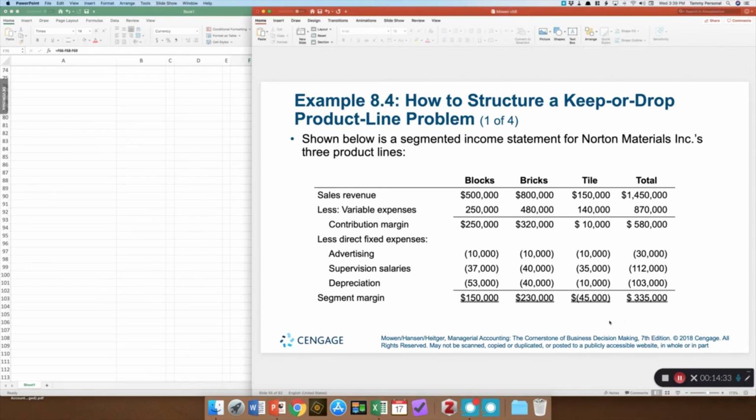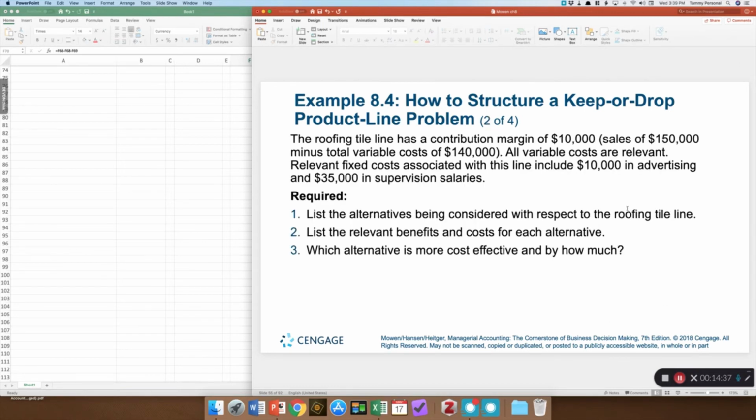So as I just said, there was a contribution margin of $10,000. The relevant fixed costs include the $10,000 in advertising and $35,000 in supervisor salary. So those actually go away. They're not going to be spending $10,000 a year on advertising roofing tile, and they're not going to be spending that $35,000 on supervision.